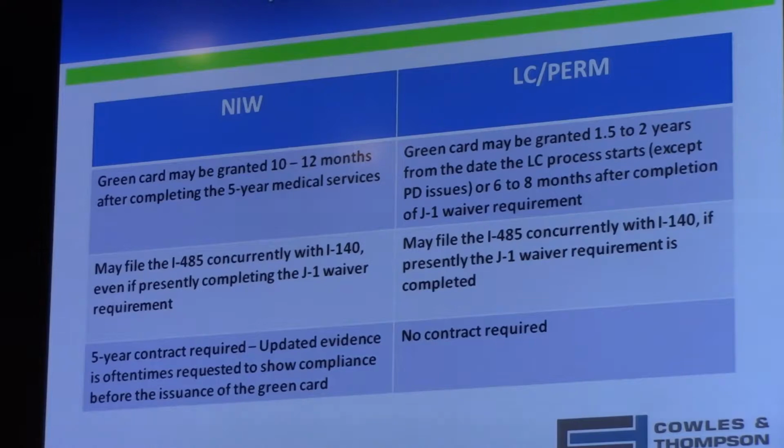Right, and oftentimes we will get an RFE for updated evidence regarding compliance. Yes, we do. And when we file the 485, if there's an adjustment of status, that's the time where we complete and file the documentation for the 5 years. The LC, we can say, exempting those nationals from India and mainland China, is in about 1.5 to 2 years you could obtain the green card from the day you file the labor certification.